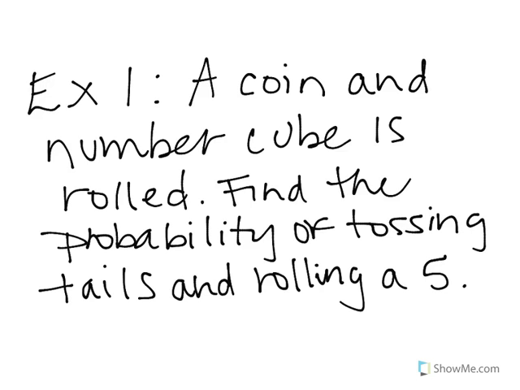So my first example is that a coin and a number cube are rolled. Find the probability of tossing tails and rolling a 5. So what's the chance that I toss a tail and I roll a 5? Well, on a coin I can either have a head or a tail. So the chance of me flipping a tail is 1 out of 2 different outcomes. Tail is 1 outcome out of 2 possible ones.